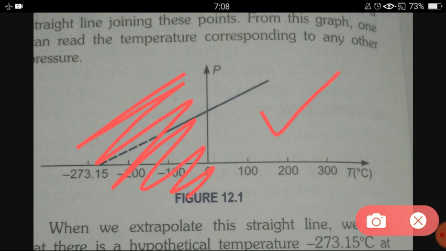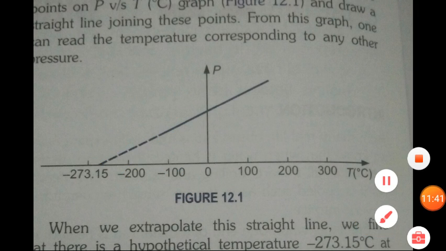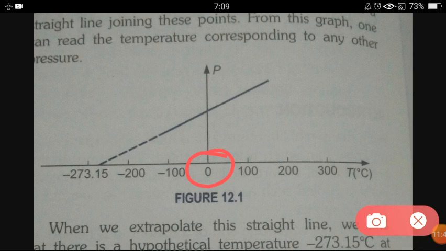Here you can see that when the temperature is 0 degree, the matter still has some amount of pressure. It's not zero. As we increase the temperature, the pressure also increases, and hence we get a straight line. So here we have seen that with an increase in T, P also increases.